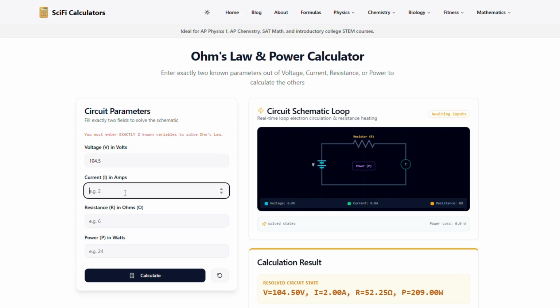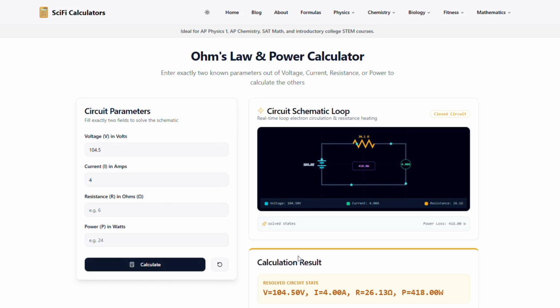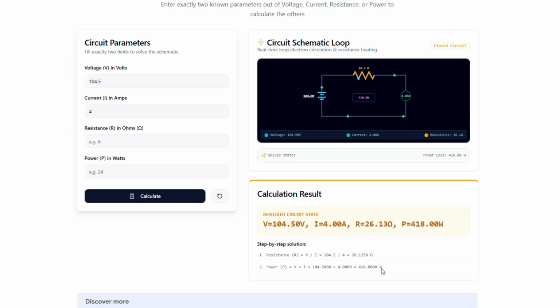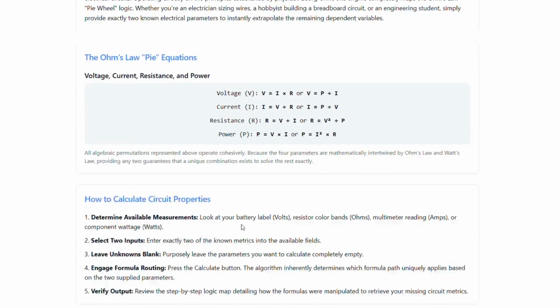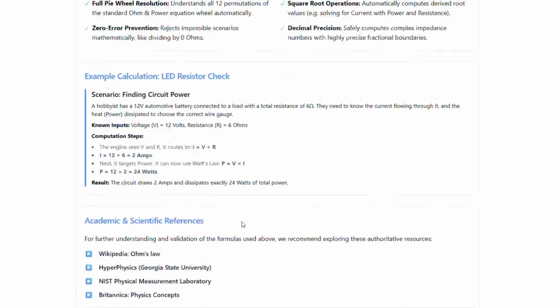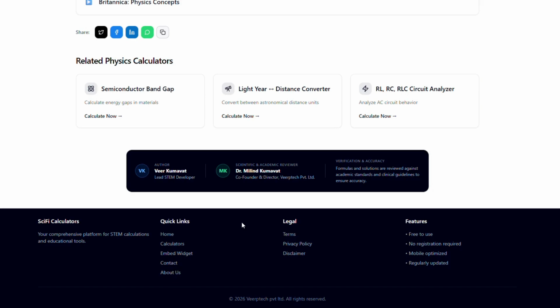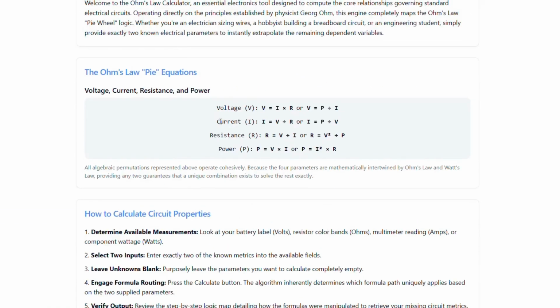Just enter any two known values, like 104.5 for voltage and 4 for current, and hit calculate. Instantly, the tool solves the rest of the circuit, providing the exact resistance and power alongside a real-time schematic loop. Scroll down to explore the underlying formulas, step-by-step guides, and practical examples verified by our scientific reviewers.